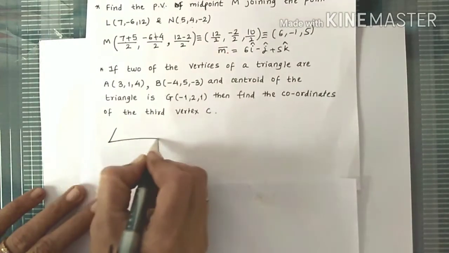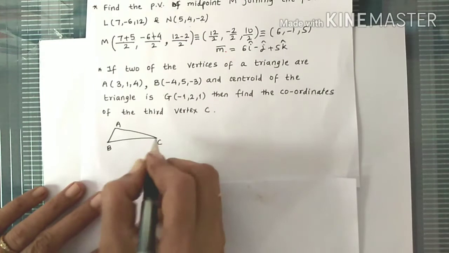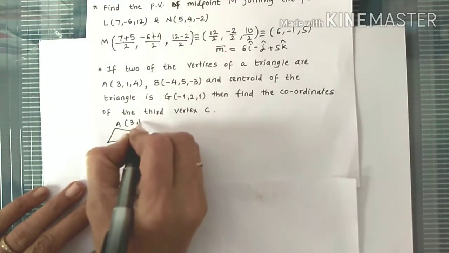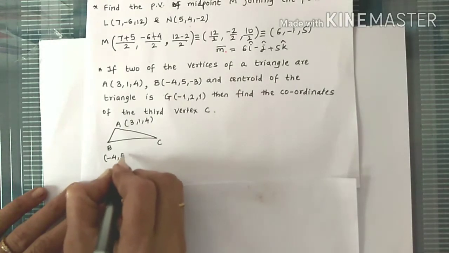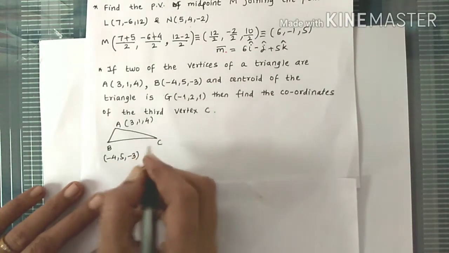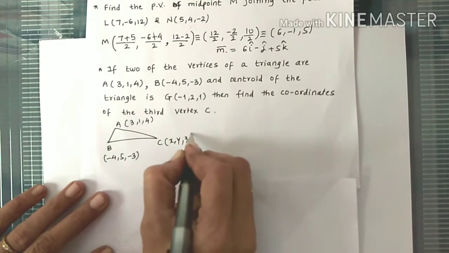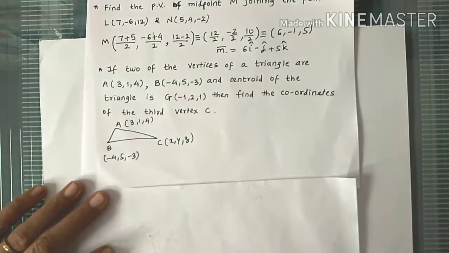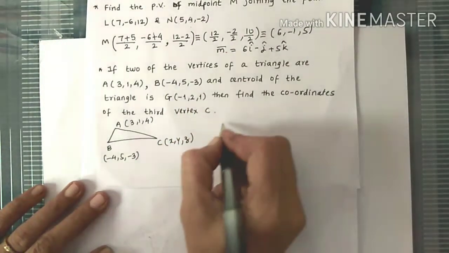So if we take this triangle ABC, now A is given as (3, 1, 4), B is (-4, 5, -3), and we have to find C. So let's take C as (x, y, z), and the centroid is given. The centroid is (-1, 2, 1).